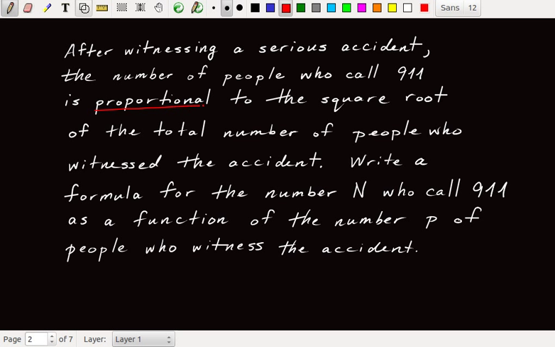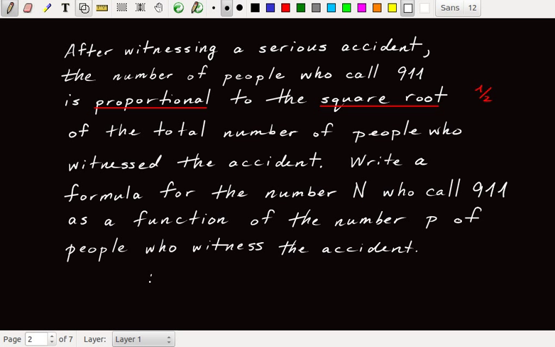Again, we have the word proportional, but with no inversely this time. We also have square root. That gives us a power. It's the power 1/2, or just the square root. So we hope that this is a power function.